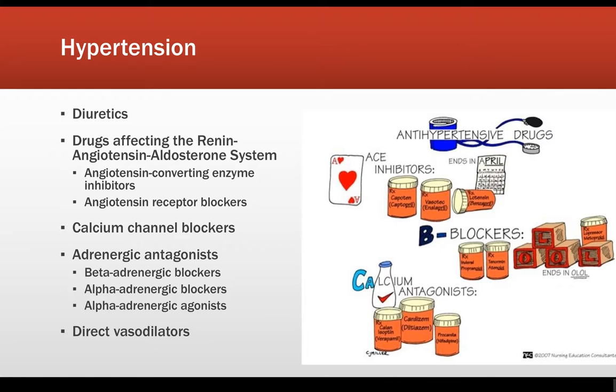There's other drugs that have rapid onset if given orally. Those would be clonidine, captopril, furosemide, labetalol. So these are your hypertensive drugs.